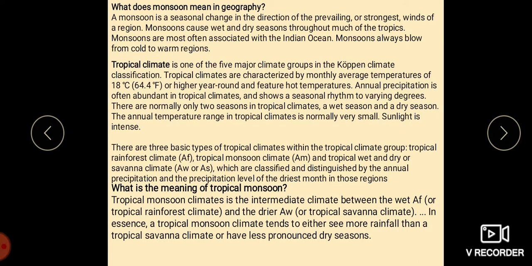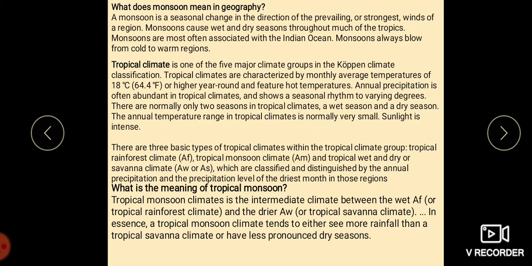A monsoon is a seasonal change in the direction of the prevailing or the strongest winds of a region. Monsoon causes wet and dry seasons throughout much of the tropics. Monsoons are most often associated with the Indian Ocean, and they blow from cold to warm regions. Then I told you India has a tropical monsoon climate.